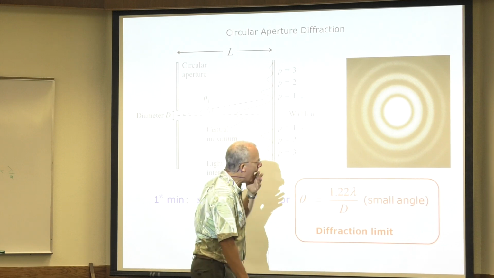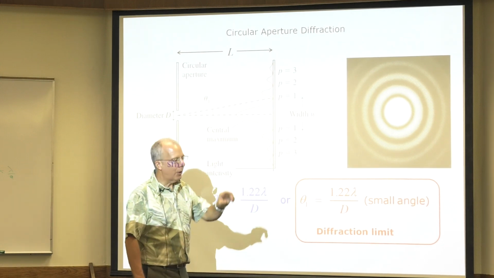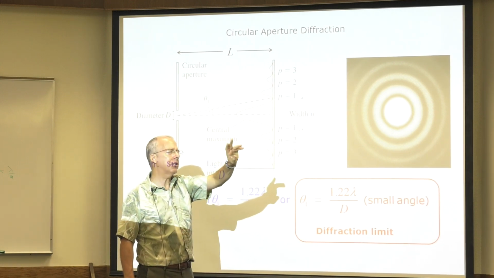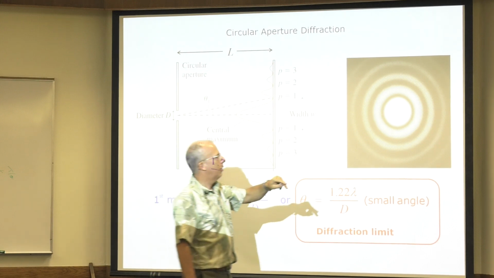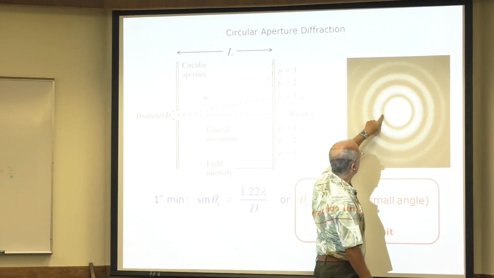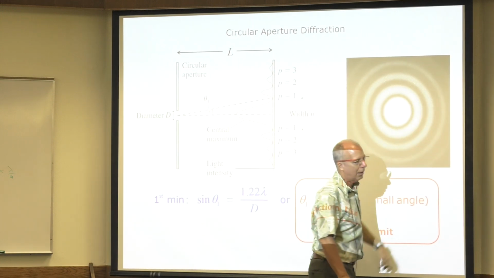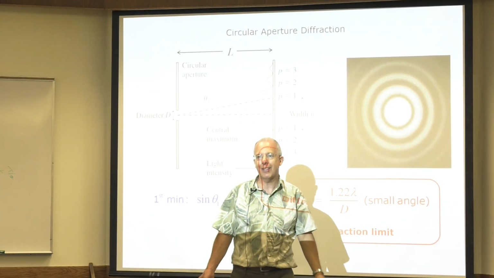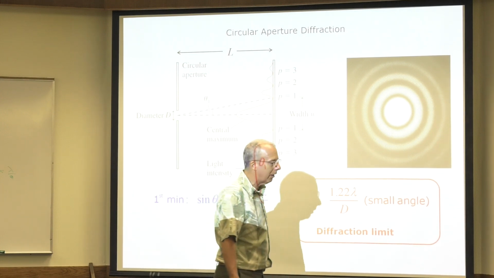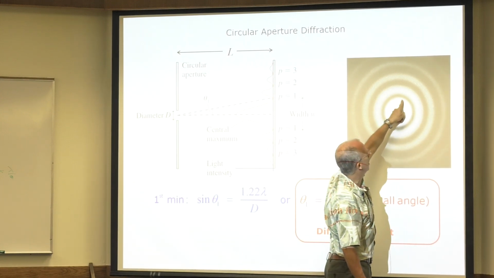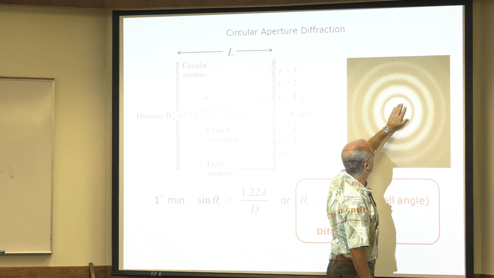Why? Well, think about it. Let's say you're looking at a galaxy, or two stars. Do you want one of the stars to be here and one of the stars to be here or here or here? Better not, because you won't see anything. It's diffraction, destructive interference.